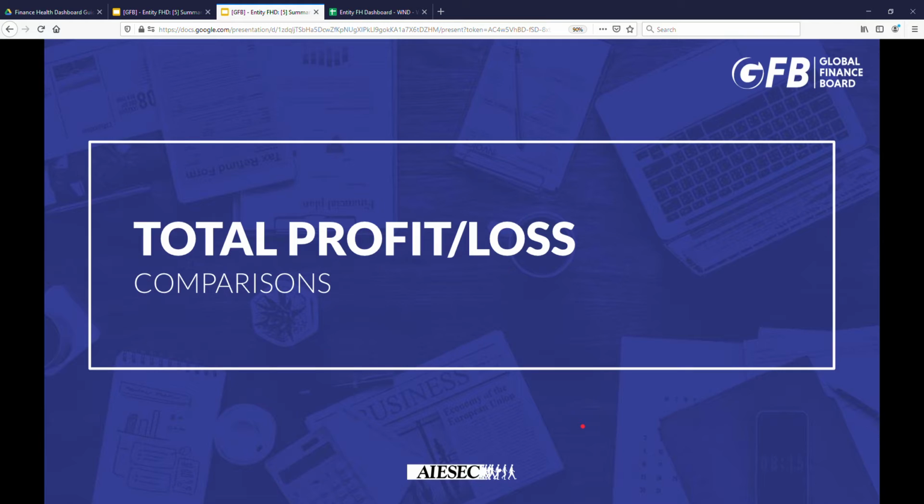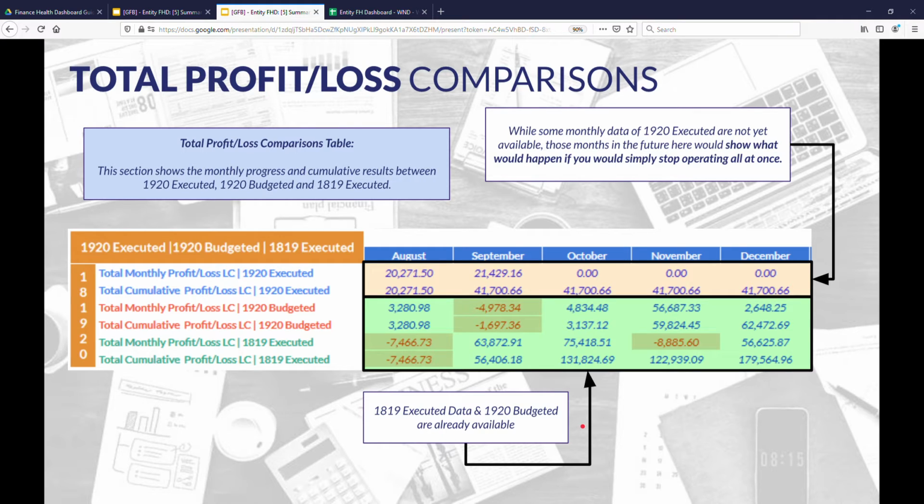So summary, profit loss statement. Total profit loss comparison. This part we're only going to focus on total profit loss. We already talked about the other types of profits, which are direct profit and sustainability, on the previous slides, so just go to those slides. For this one, we're going to talk about the total profit. This section of calculation is the monthly progress and cumulative results between 1920 executed, 1920 budgeted, and 1819 executed. The 1819 executed and 1920 budgeted are all available. Meanwhile, the 1920 executed will always operate and progress. So again, monthly and cumulative, similar application in terms of how they are calculated, because this is total profit, so basically total revenue minus total cost.